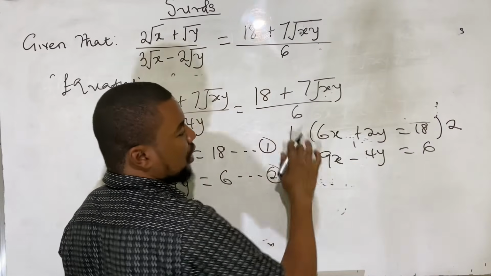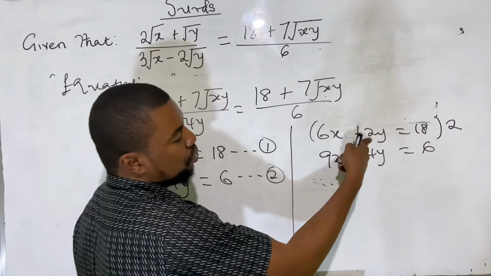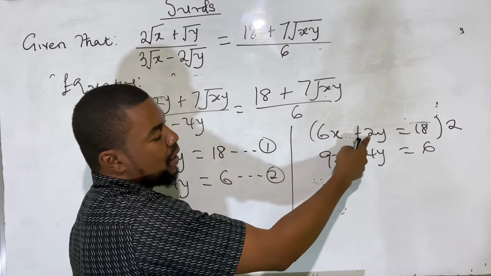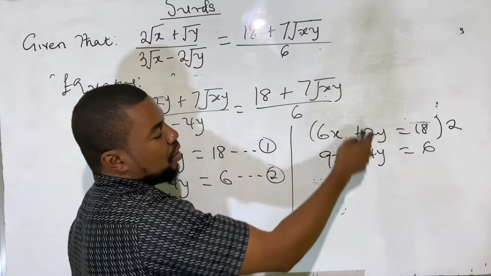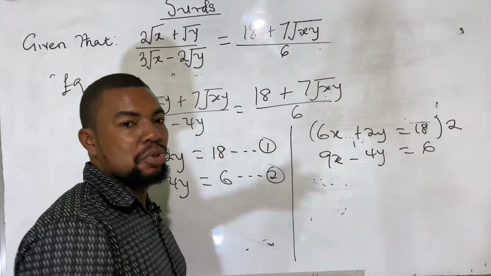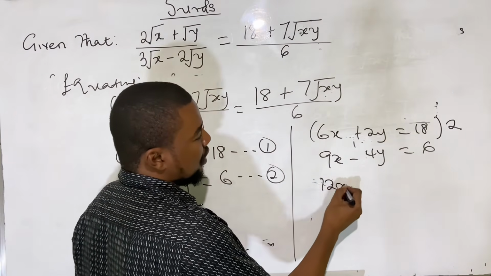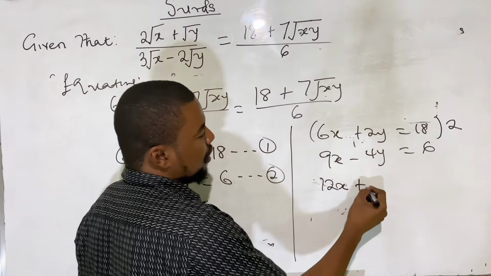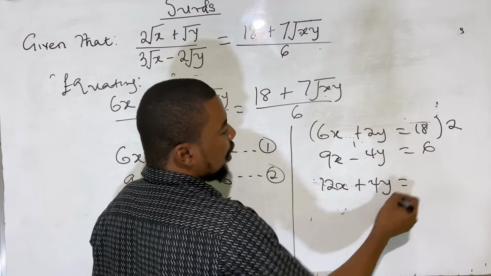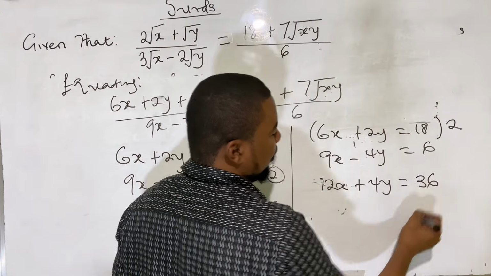This 2 will be distributed across such that we have 2 times 2y gives us 4y. And then we can cancel the 4y on top with this one. We say 4y minus 4y gives us 0, and with that, we can solve for x. So 2 times 6x gives us 12x, and 2 times 2y gives us 4y. And this is equal to 2 times 18, which is 36.